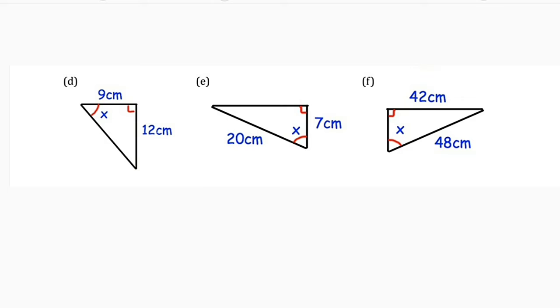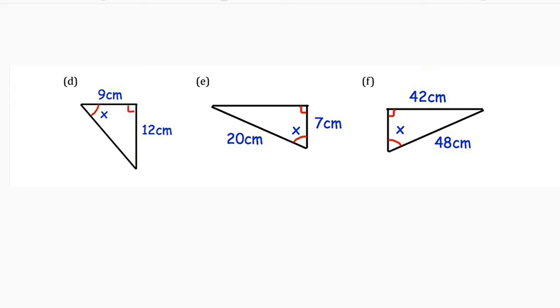So D part, we have the opposite side, we have the adjacent side. Always that side directly opposite to the acute angle is the opposite side. So we have the opposite, we have the adjacent. Therefore, you're going to use tangent.